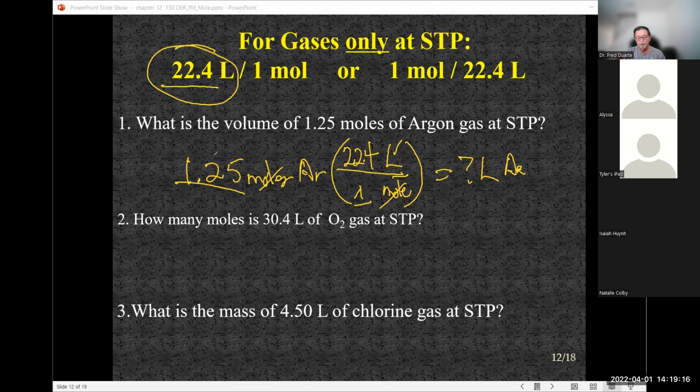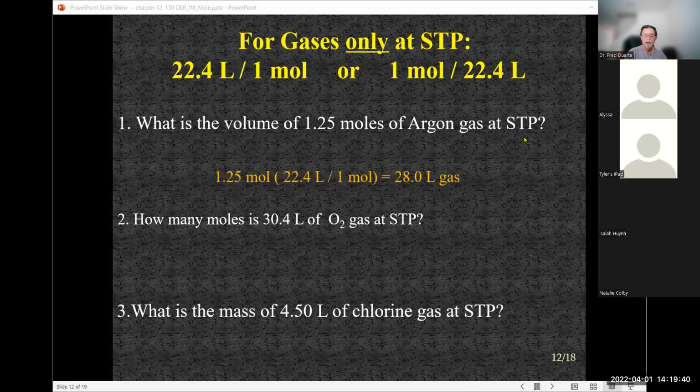But if this were, let's say, 1.250, then yes, the 22.4 would be a factor in determining your final sig figs, because this has 4 sig figs and 22.4 has 3. Okay. All right.